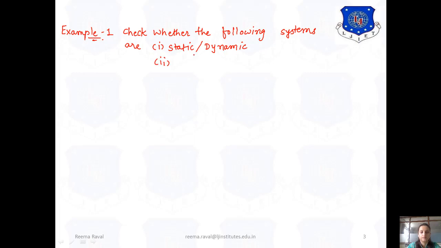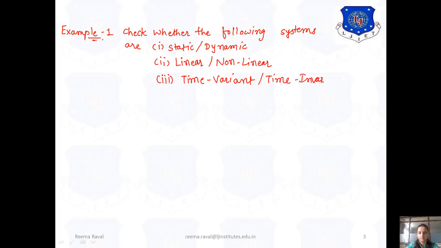The question is: check whether the following systems are number 1, static or dynamic; number 2, linear or non-linear; time variant or time invariant; causal or non-causal; and stable or unstable.